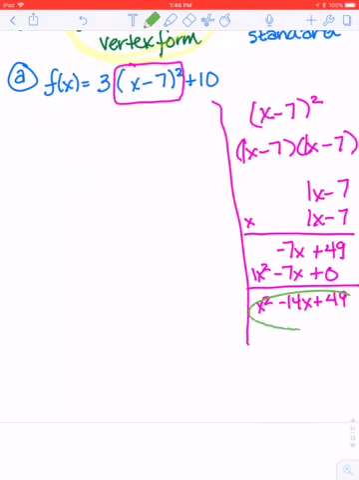Now my job is to take this and put it in where that's at. So I'm going to take my f of x off for a minute. So it's going to be 3, and then I'm going to put in what that stands for. So x squared minus 14x plus 49, and then bring down the plus 10.